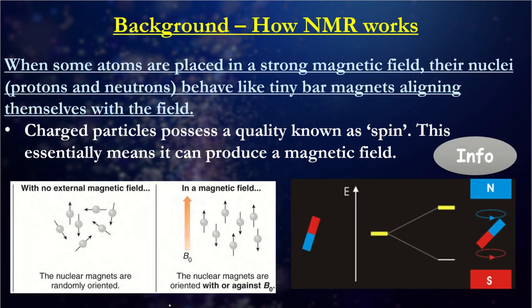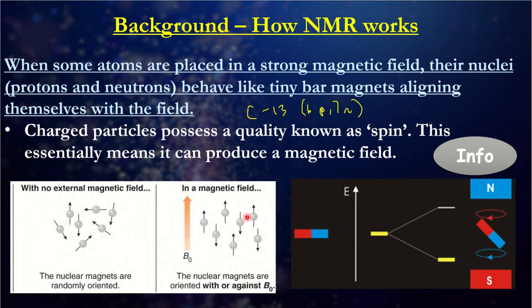We also said the reason why it works is because when we use odd numbers of protons and neutrons, in this case carbon-13, which has 6 protons and 7 neutrons, it will have a property called spin, and when we put it in a magnetic field, it'll cause it to align with that magnetic field.